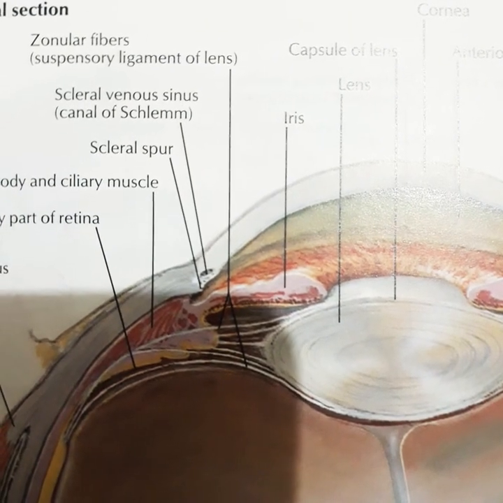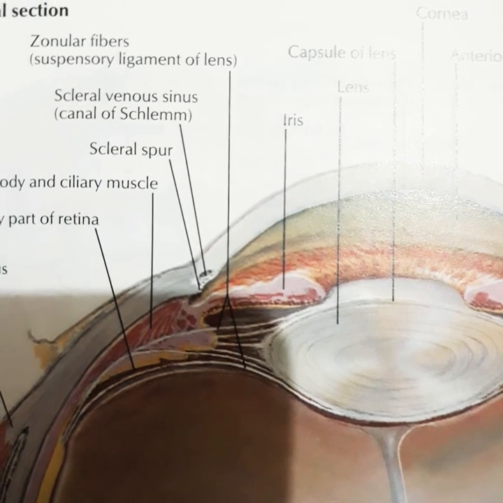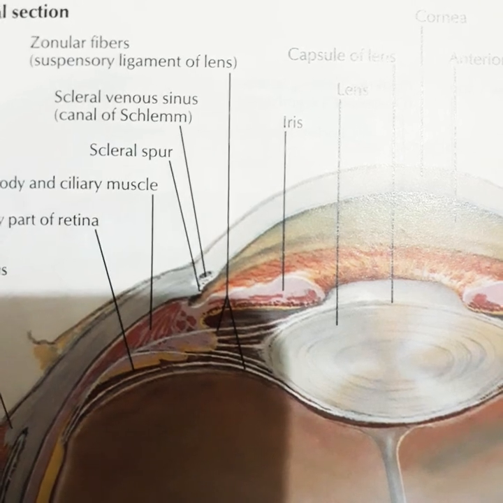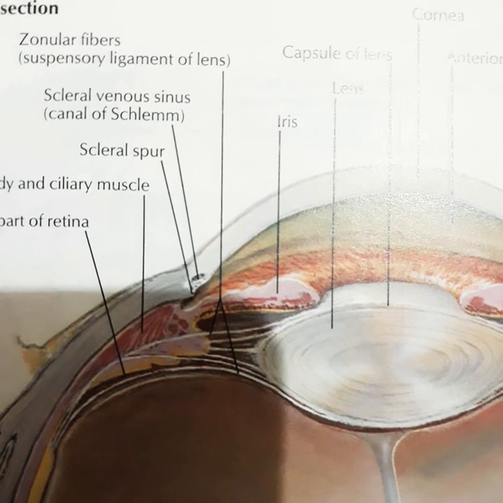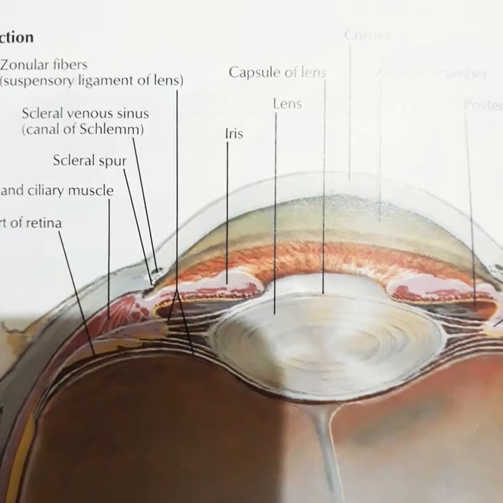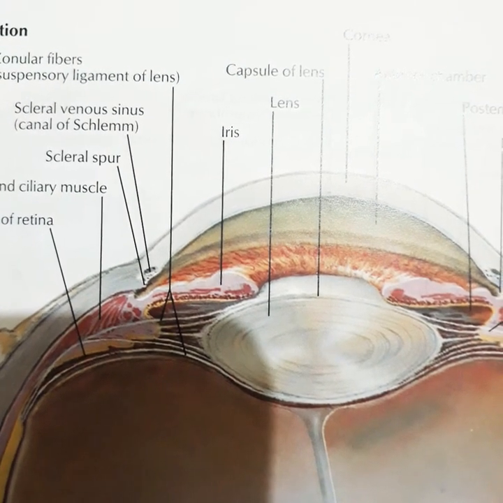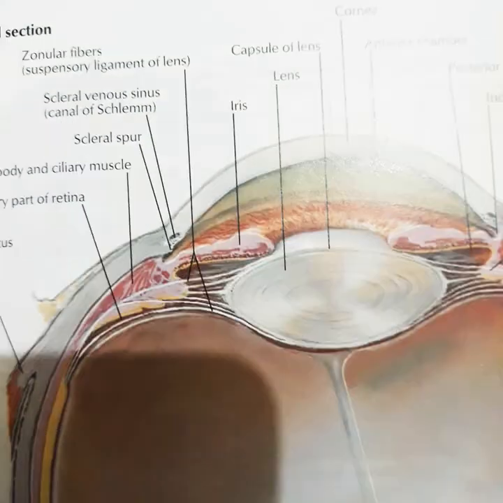Zonules originated from the non-pigmented epithelium of pars plana and pars plicata of the ciliary body and are attached to the lens capsule anterior and posterior to the equator. Each zonule is made of multiple filaments of collagen fibrils that emerges with lens capsule.